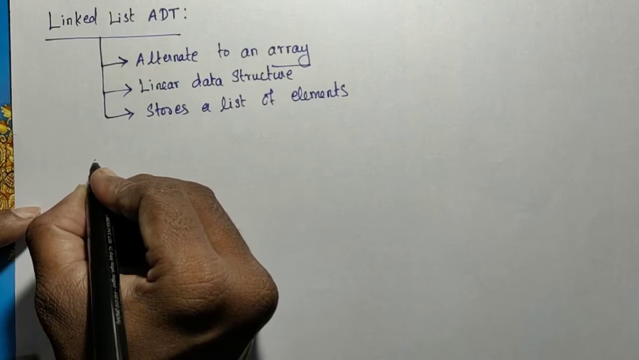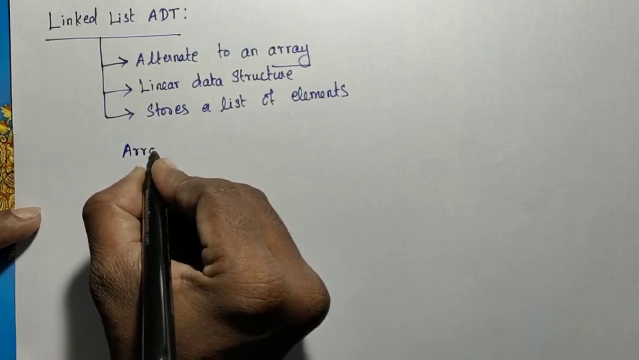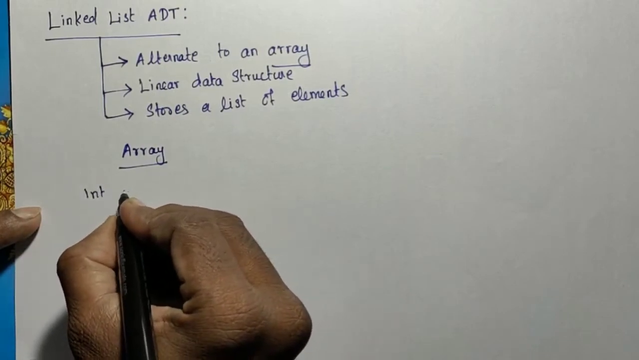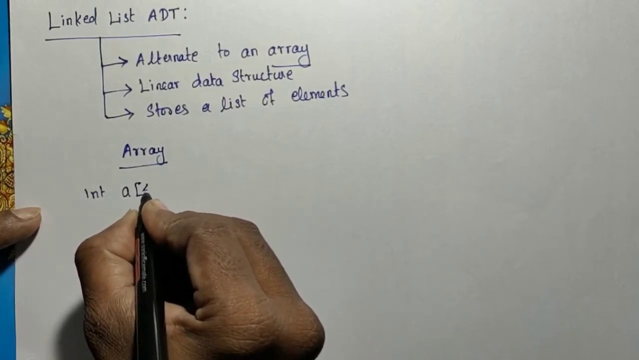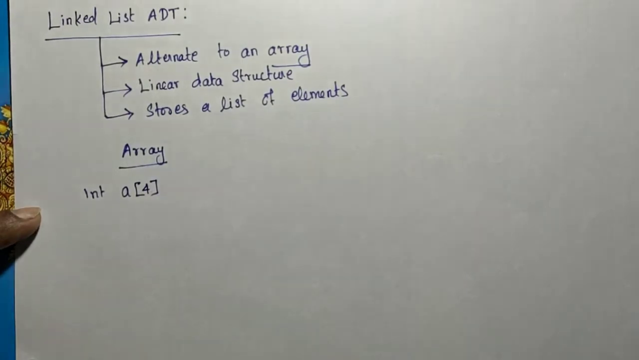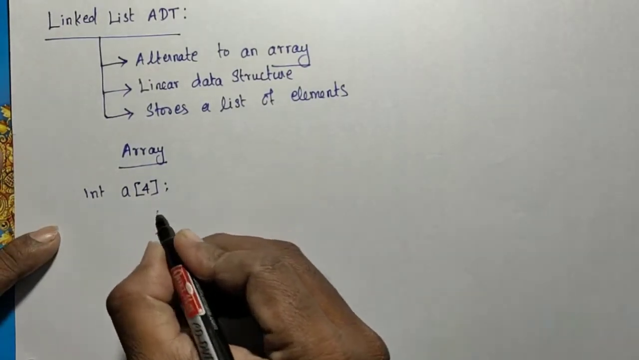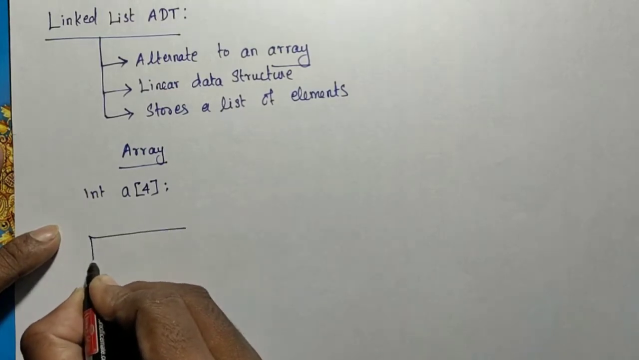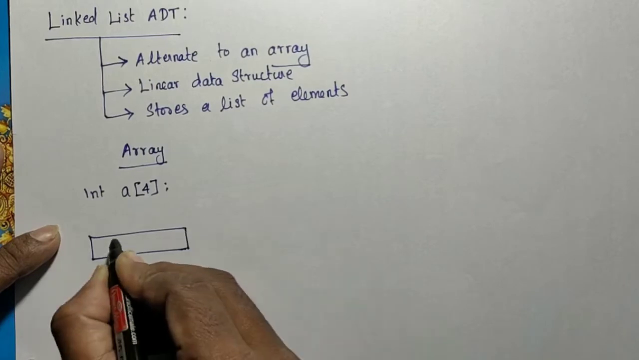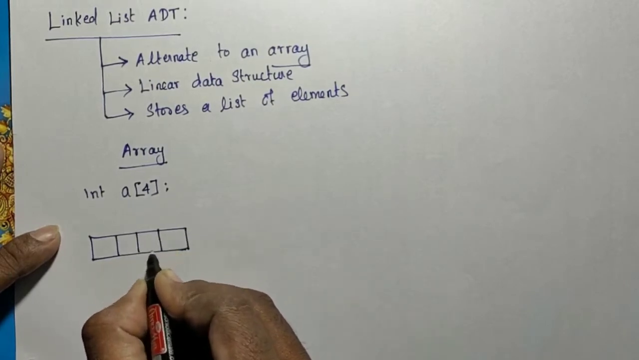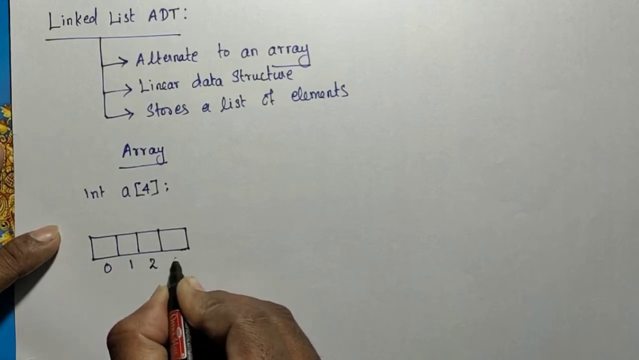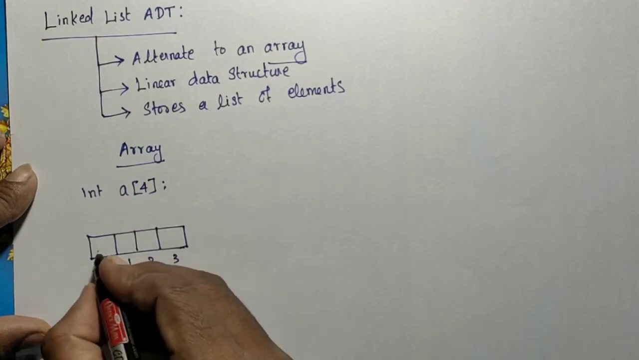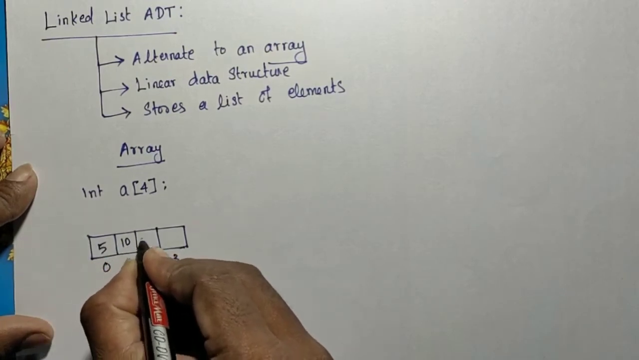Suppose in that array, if we want to store a list of elements, we will usually declare A of 4. Then 4 memory locations will be created like this, continuously. The memory will be created like this: 0, 1, 2 and then 3. Suppose we are storing some 4 numbers, for example 5, 10, 15 and then 20.